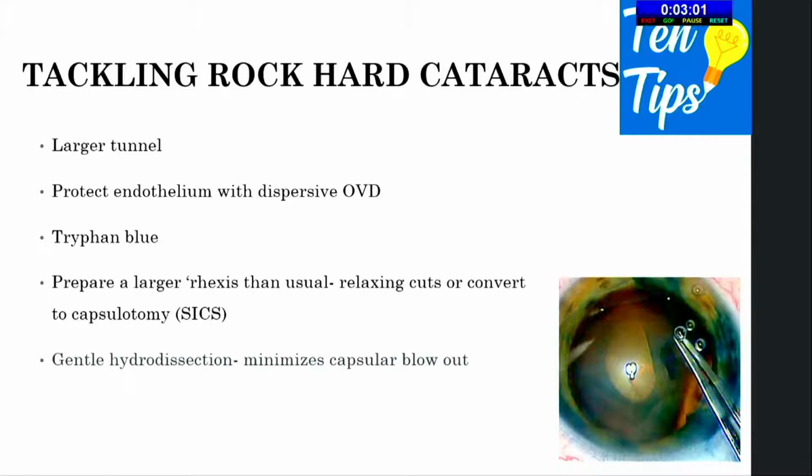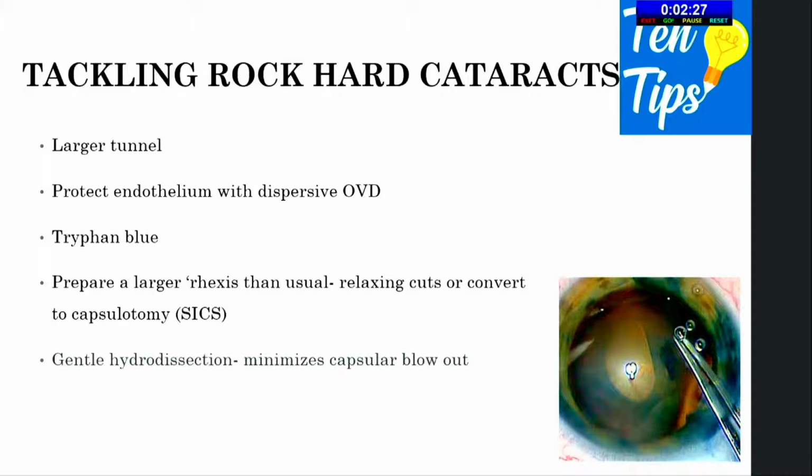And how do we tackle these rock hard cataracts? If we are doing a SICS, definitely a larger tunnel and a larger rhexis. The rhexis can be even converted to a capsulotomy or relaxing cuts if needed, if it's not adequate enough. And if a phaco is done, then definitely a larger rhexis of 5.5 mm to 6 mm, and protecting the endothelium with a lot of dispersive viscoelastic substance. And trypan blue is our friend here, because the anterior capsule is absolutely not visible, and this stains it blue, and hence makes it visible.